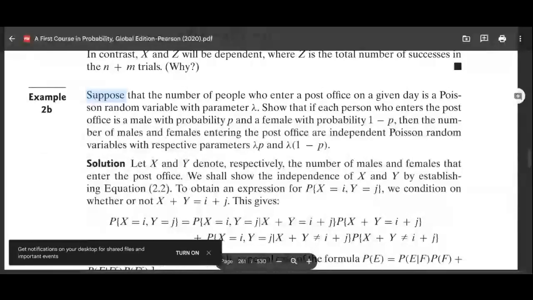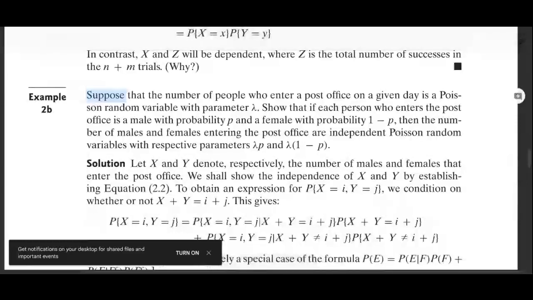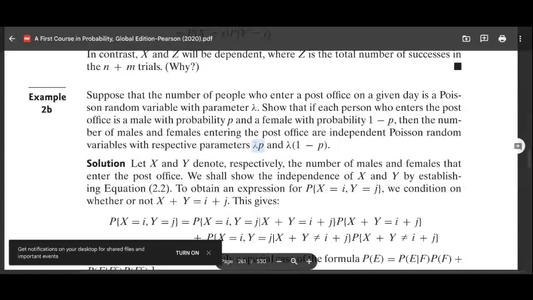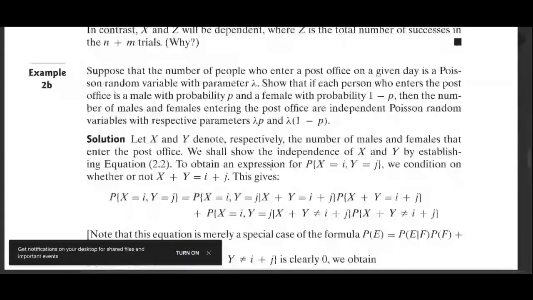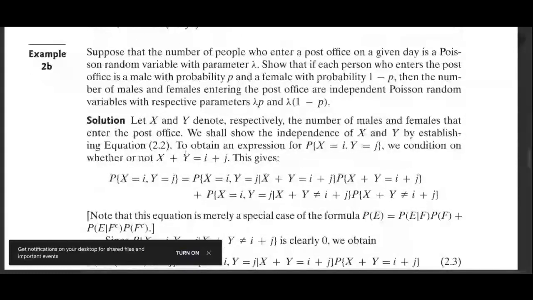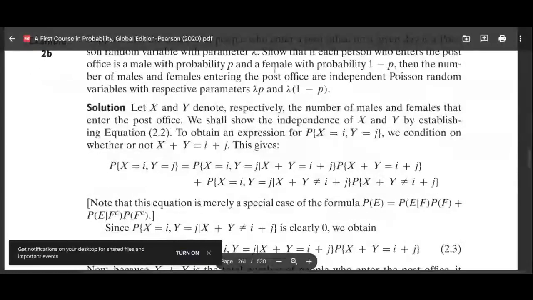Second one, suppose that the number of people who enter a post office on a given day is a Poisson random variable with a parameter lambda. Show that if each person who enters the post office is a male with probability p and a female with probability of 1 minus p, then the number of males and females entering the post office are independent Poisson random variables with the respective parameters lambda p and lambda times 1 minus p. So we want to show this, right?